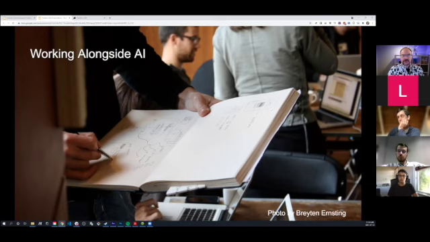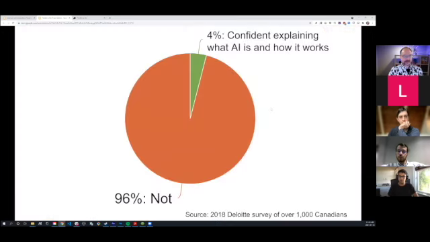So this is what makes AI literacy even more important than just coding skills, for example. Everyone acknowledges that coding is a really important skill, but I think AI literacy is even more important because everyone's going to have to know how to work alongside AI. So what's standing in the way? Well, this doesn't help. This is some research from 2018, Deloitte, a survey of 1,000 Canadians, and people are not confident about what AI is and how it works.